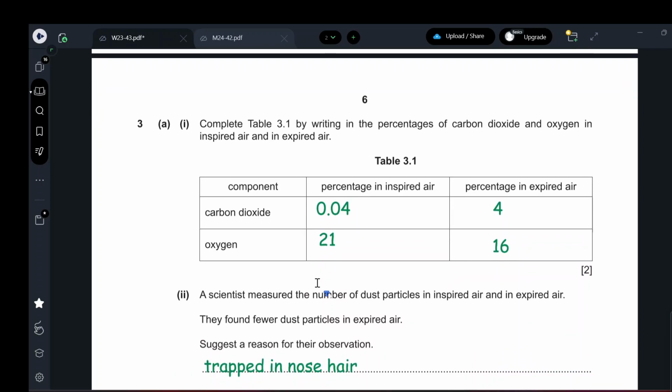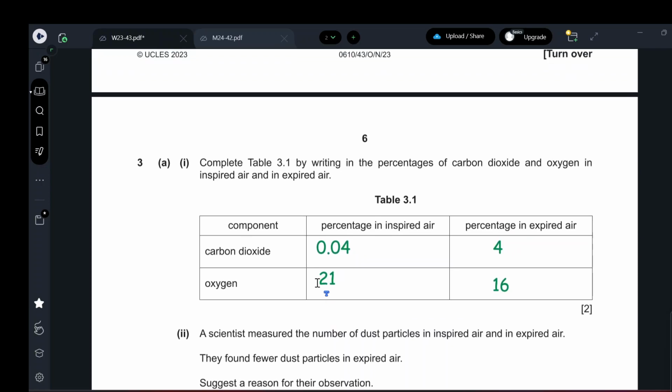Question 3, complete the table by writing in the percentages of carbon dioxide and oxygen in inhaled and exhaled air, easy questions. In the inhaled air, we have 0.04% carbon dioxide, while in the exhaled air, we have 4%. Here we have 21% oxygen. Here we have 16%.